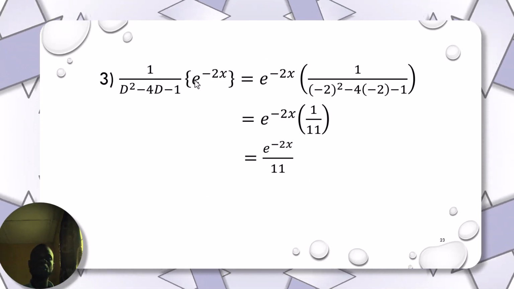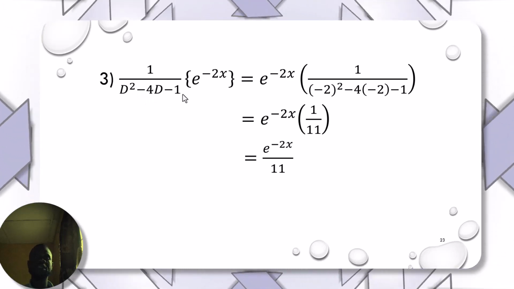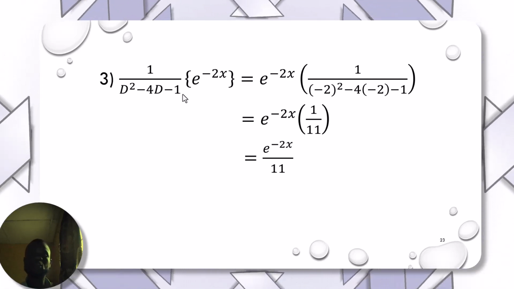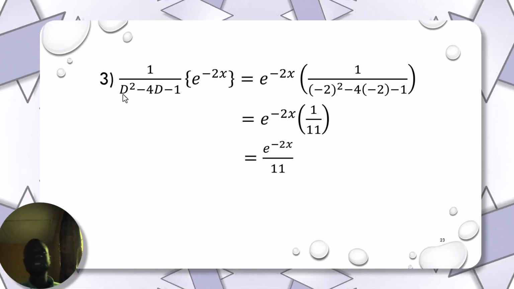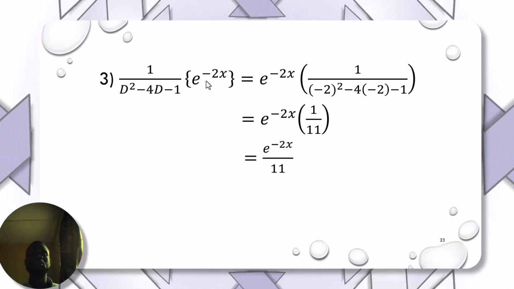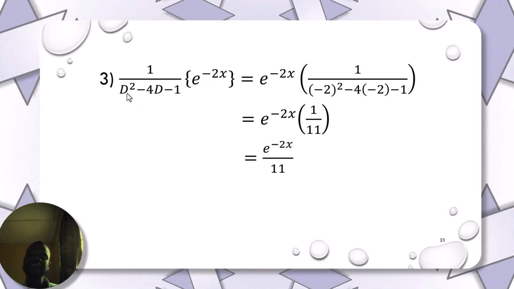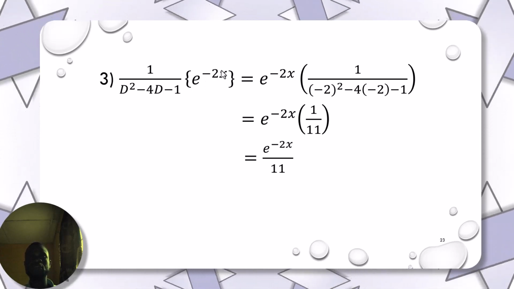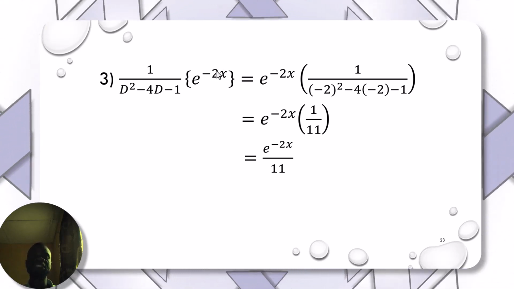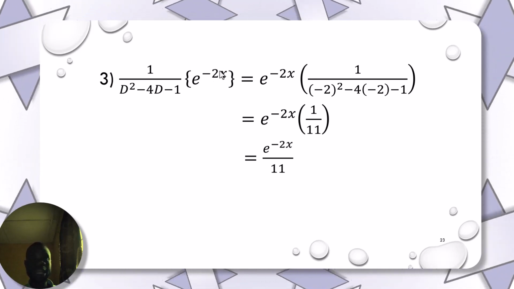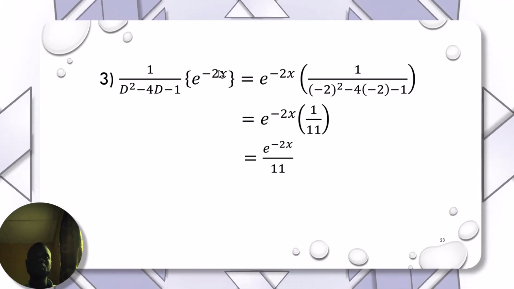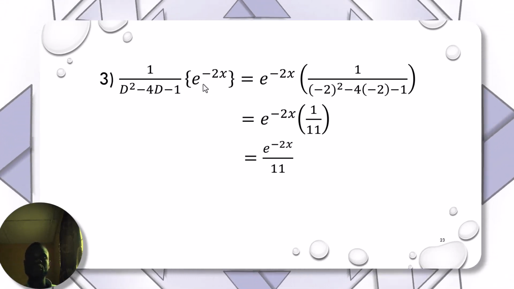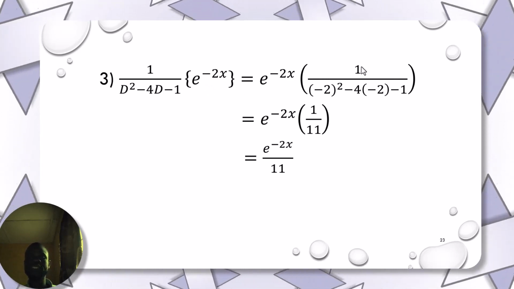We have 1 all over D squared minus 4D minus 1. Looking at this, if we tend to use our normal D operator, this may be difficult for us because of this. With this, theorem 1 has simplified the work for us. We have e to the power of minus 2x. So it means we simply replace our D with minus 2, right? It's simple. We replace our D with minus 2, right? So from here we come, which is same as this.